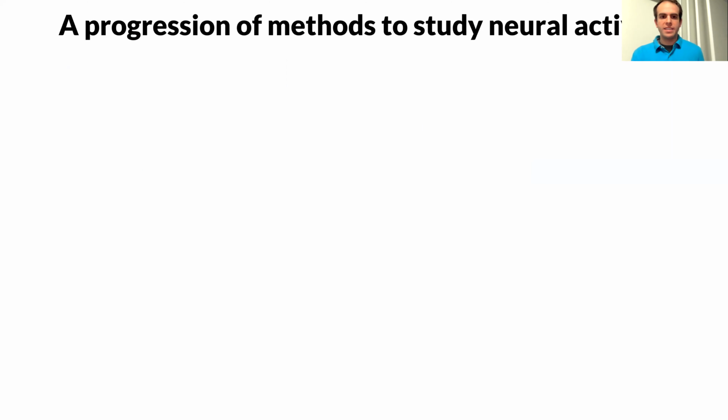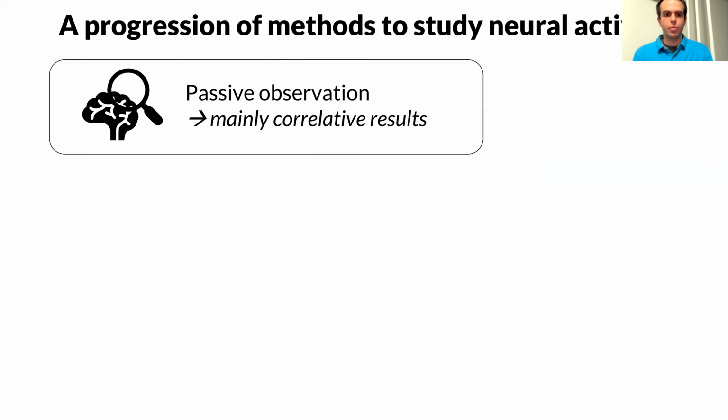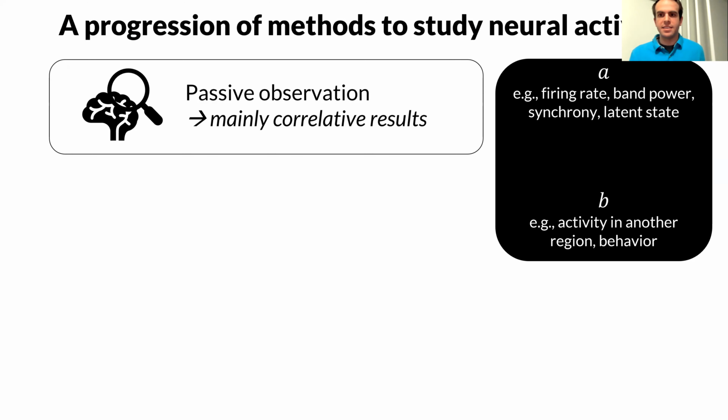So let's talk about ways to study neural activity. The most basic thing you can do is passive observation. Let's formalize this activity as the variable A. It could be firing rate, it could be something derived from it, like band power. And normally we want to relate it to some downstream variable, which we'll call B.